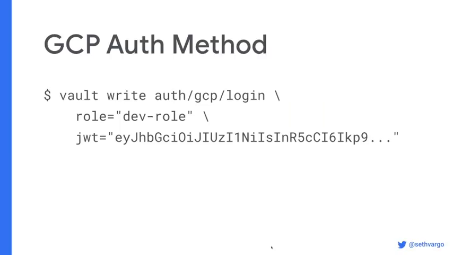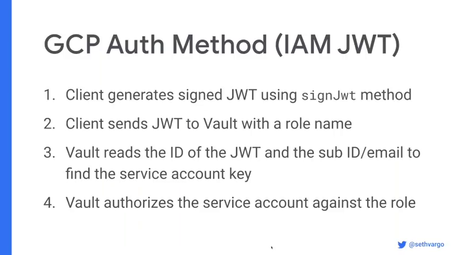It looks like this, and obviously, as you all know, this is also available via the API. But a client generates a signed JWT token using the signJwt method. So they would use their service account credential or an application credential and send that to the API and get a JWT token back. That client, or the user or the machine, would then send that JWT token to Vault with the corresponding role name.